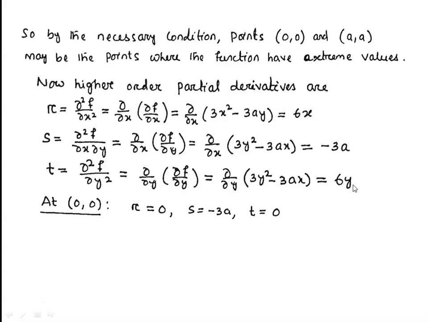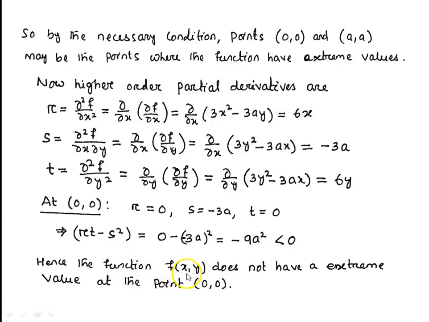Now let us evaluate the values of r, s, t at point (0, 0). At (0, 0), r is 0 because x is 0, so 6 into 0 is 0. At (0, 0), s is minus 3a. And at (0, 0), t is again 0 because y is 0. So we have r is equal to 0, s is equal to minus 3a and t is equal to 0 at (0, 0). Now what is rt minus s square? Our rt minus s square is 0 minus 9a square, that is minus 9a square. Here we have taken a as a positive constant. So minus 9a square is a negative number.